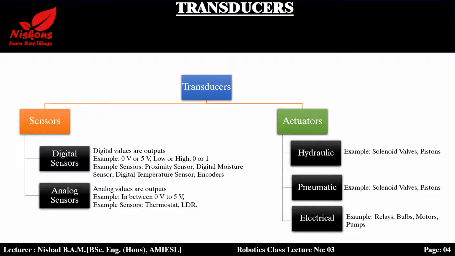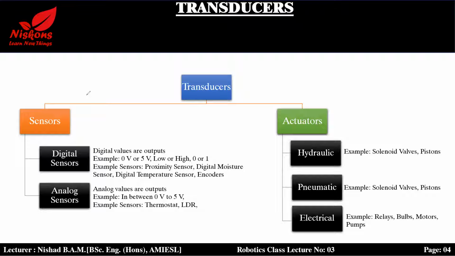Sensors can be categorized further into two categories: digital sensors and analog sensors. We also have smelling sensors, and that will be discussed in our next slide. We have lots of sensors, and what they do is send an electrical signal.